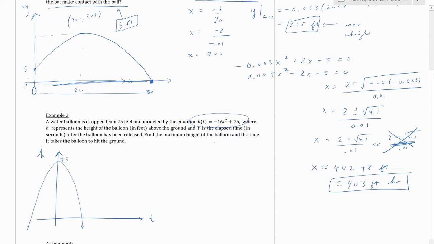Find the maximum height of the balloon. Okay, well, I don't need to do any work there. The maximum height of the balloon is the 75 feet that you're dropping it from. The time it takes to hit the ground: some time is going to elapse until that height is 0. So we're going to figure out what makes the height 0.